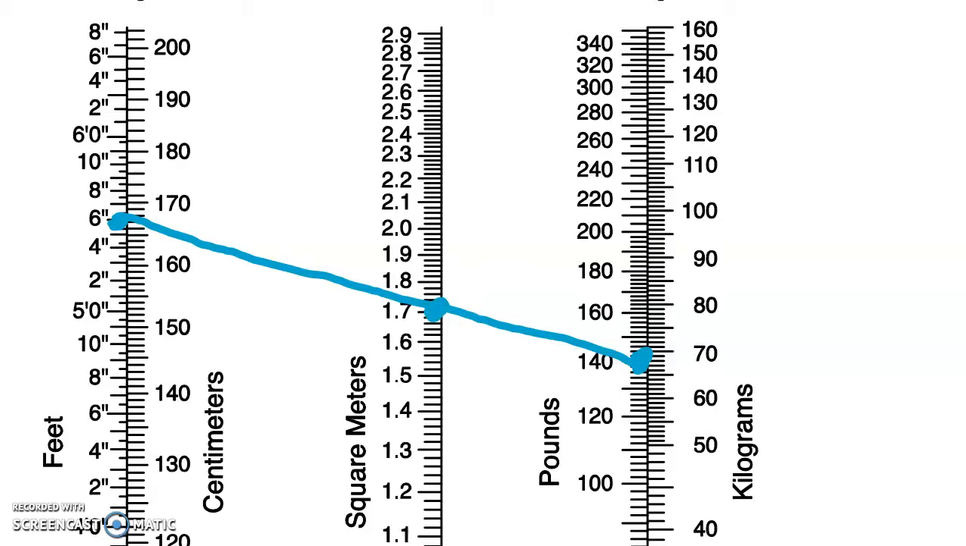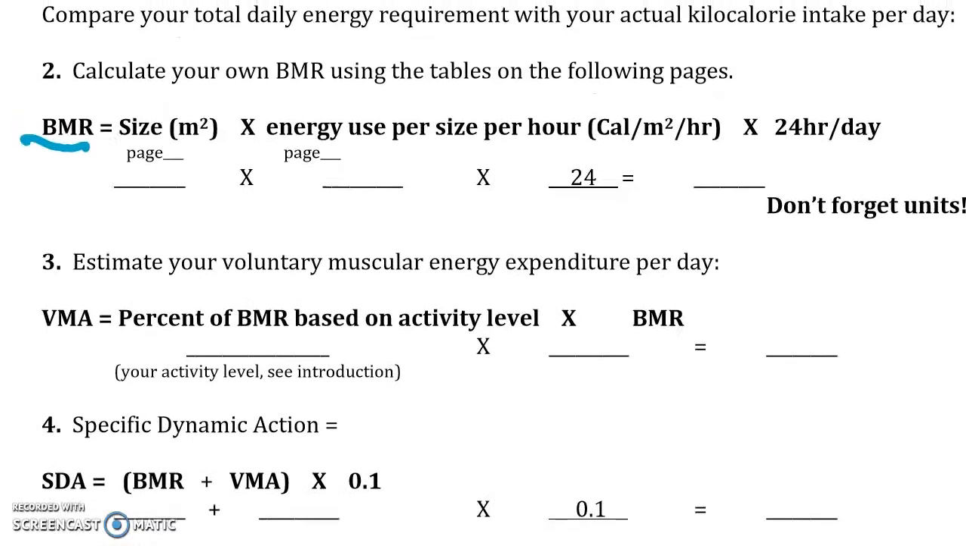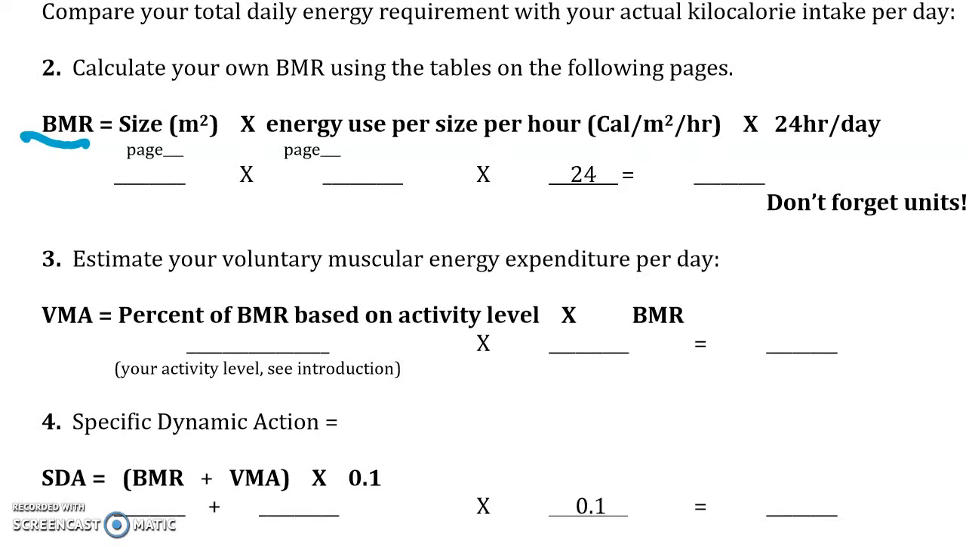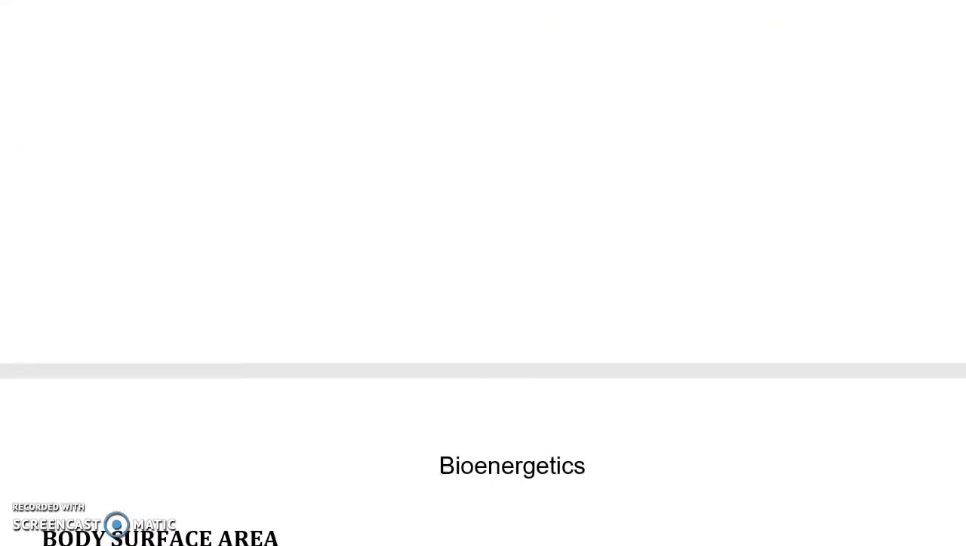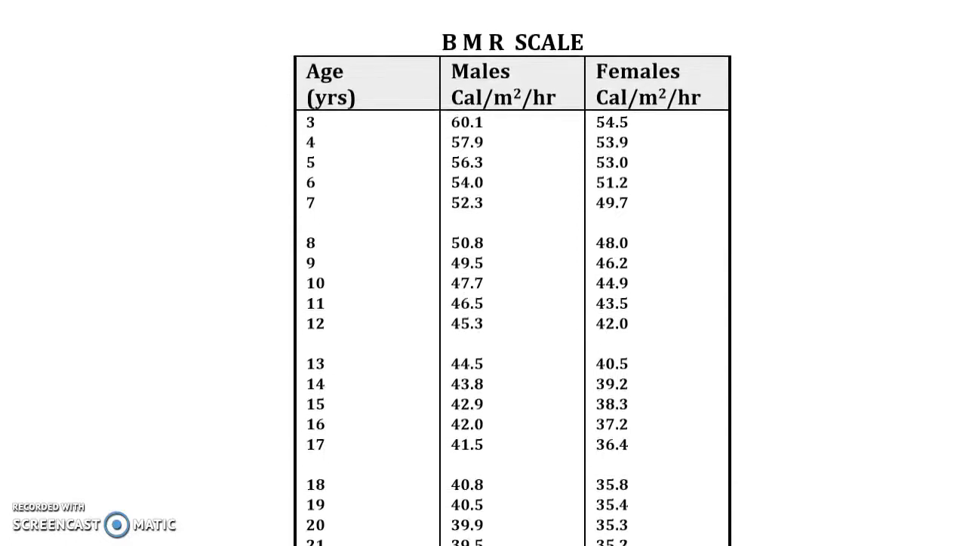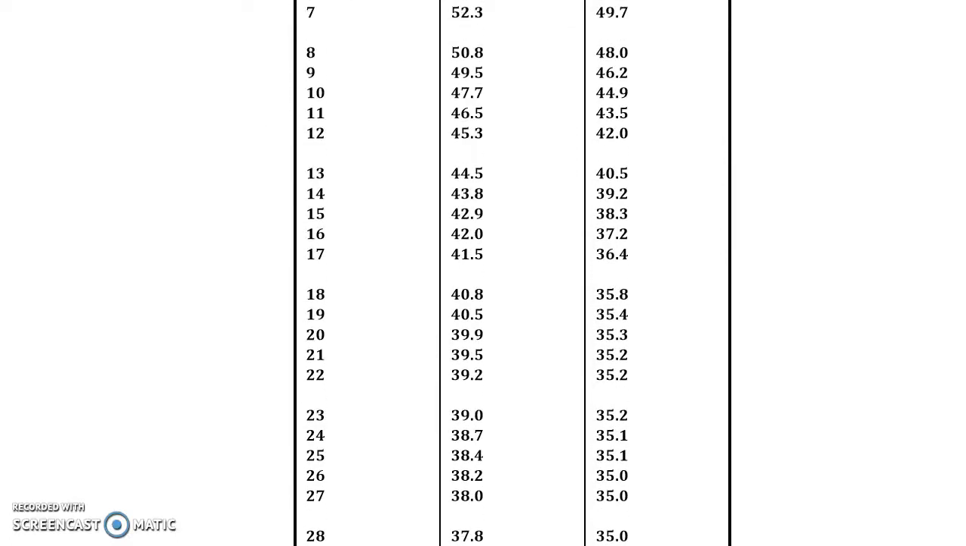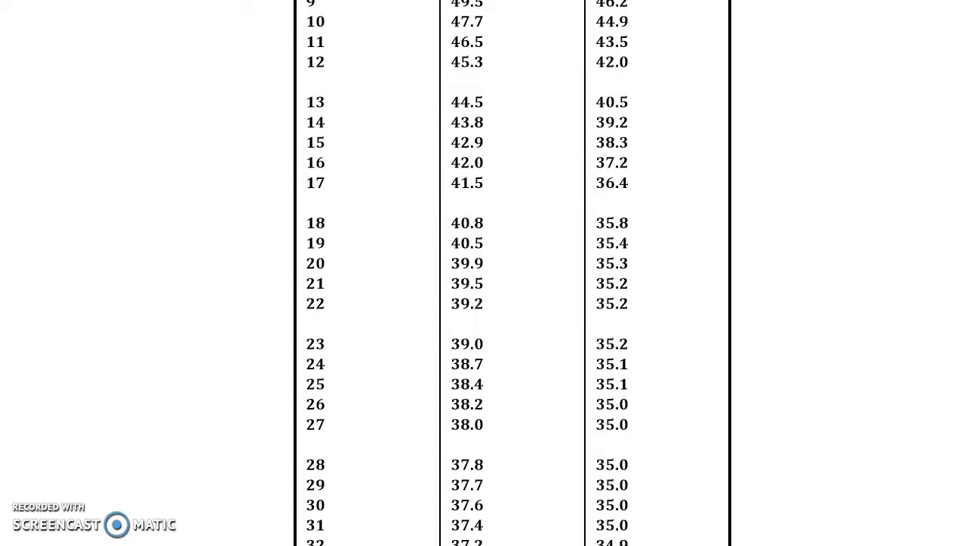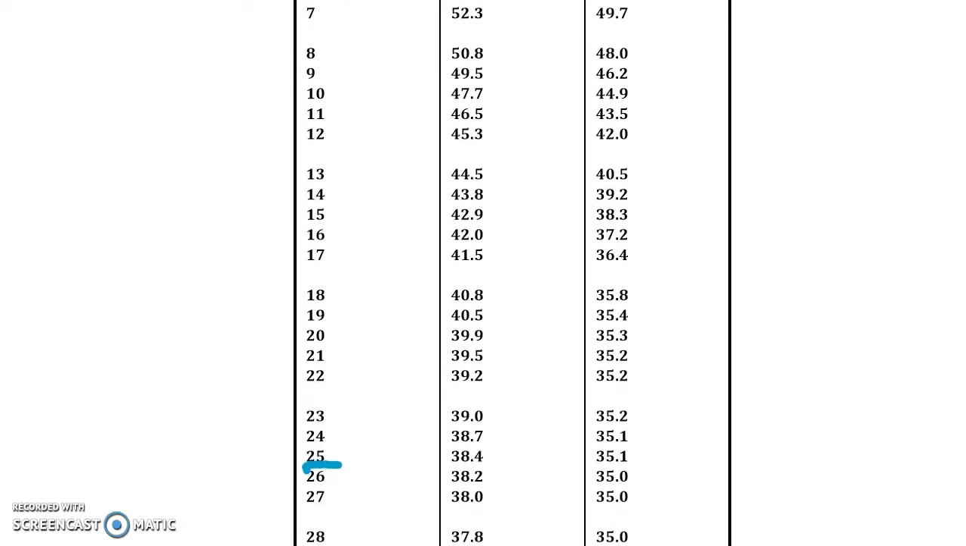Now that data point is going to go into your chart right here. So your size in square meters was 1.7 square meters. Then you need to figure out what is the energy that you're using per square meter of your body size. For that, you need to go to another chart, the next one right here, the Bioenergetics Chart. Let's say you are 25 years old, and let's say you are female.